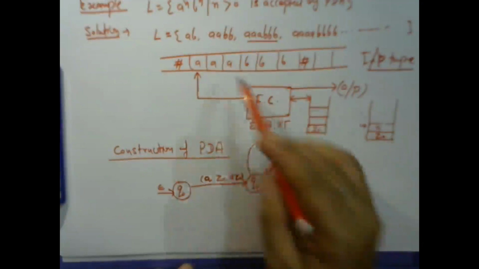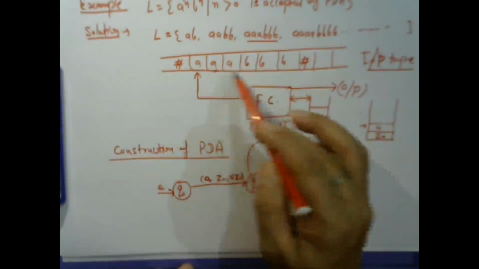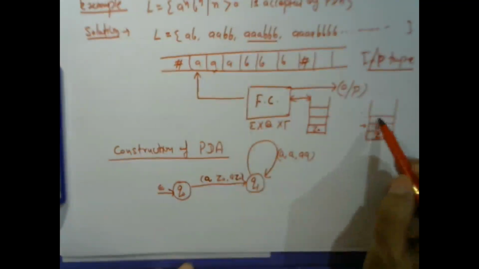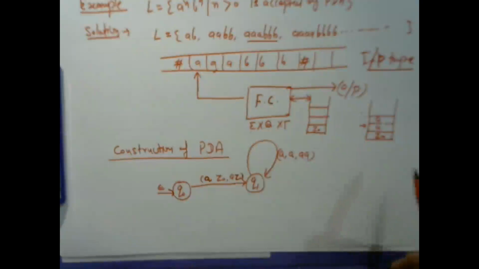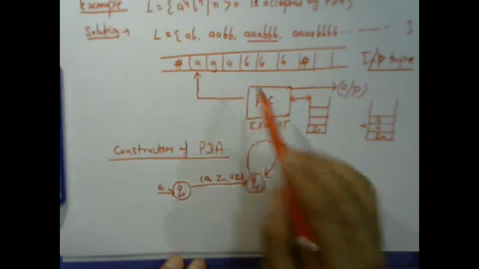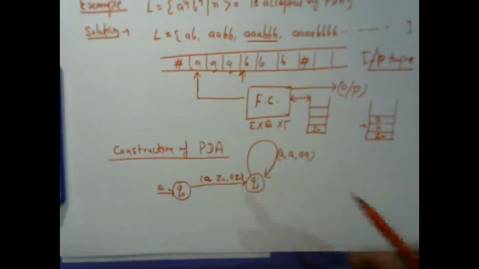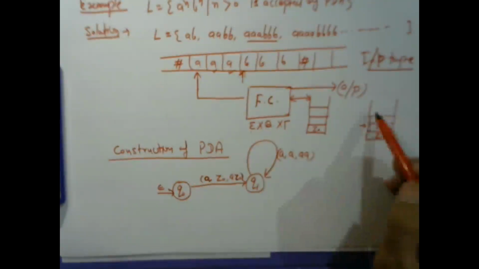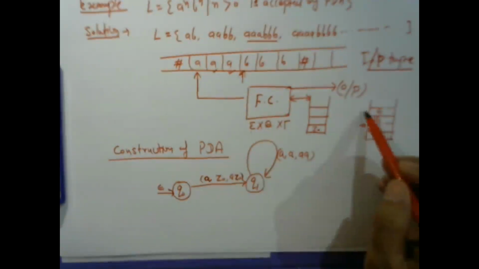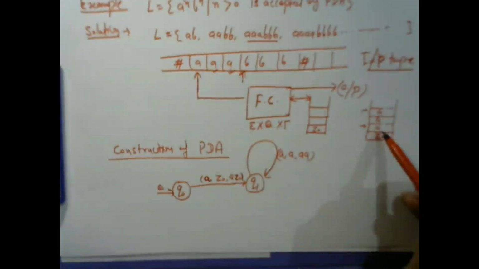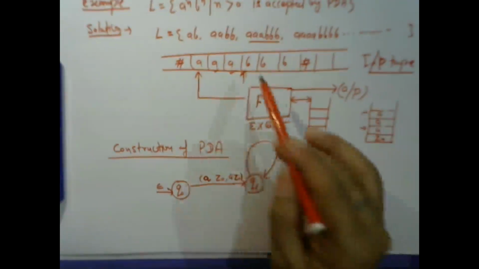Again, if we read the next A, there will again be a push operation, which we have already discussed. And now if B is encountered as the input symbol, then we want to pop the A's, because 3 A's are stored inside the stack, and then B is encountered.